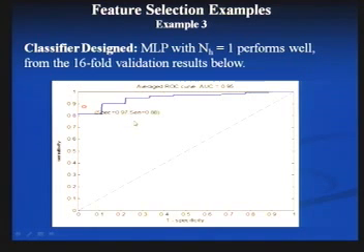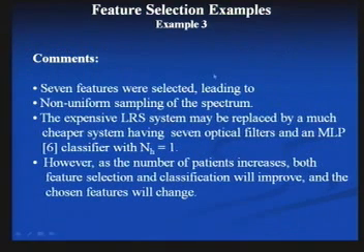Okay. Are these accuracies cross-validation results or training? Well, these are 16-fold validation results. So, in any case, it worked extremely well. Now, what I neglected to say is that we selected 7 of the 39 features.